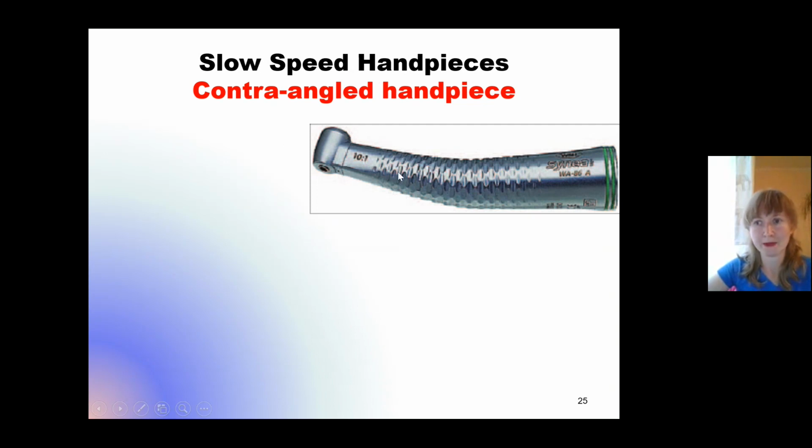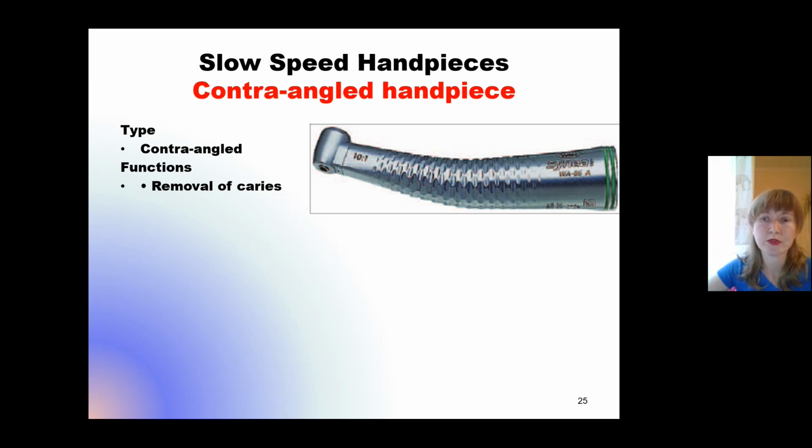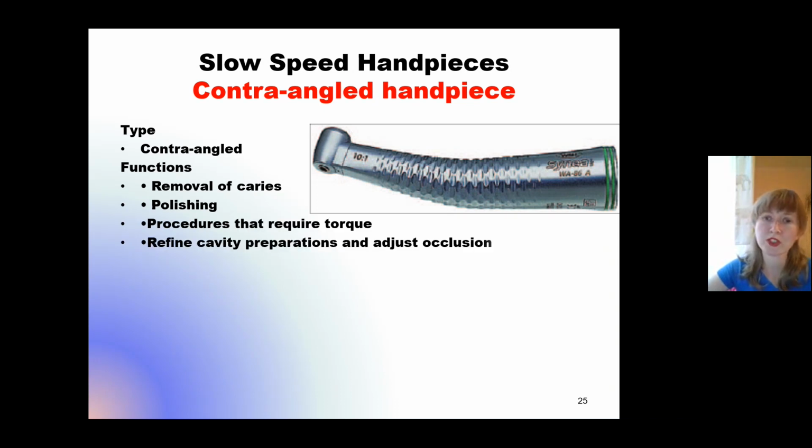Contra-angled slow speed handpiece. The function of this instrument is to remove tooth decay, together with special burrs. As well, this handpiece can be used for polishing of restorations, polishing of teeth, oral hygiene procedures, and procedures that require torque, and of course to refine cavity preparations and adjust occlusion after restoration.